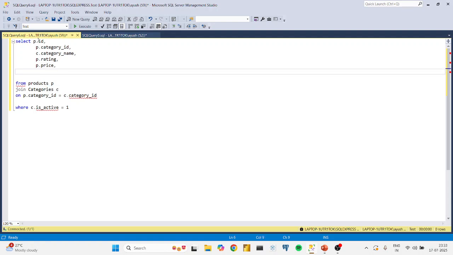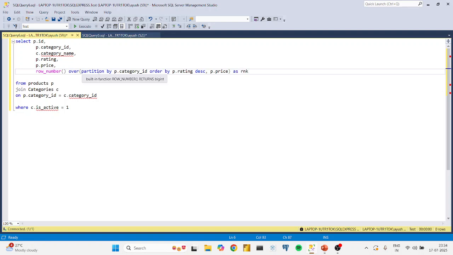Now we are going to use this window function, row number. The syntax goes like this, and we have to use an over clause, and here we are going to write how we are going to partition it. So we are going to partition by p dot category id, and then order by p dot rating descending, since we need the highest rated products first, and then p dot price ascending. We need not explicitly write ascending, it's ascending by default.